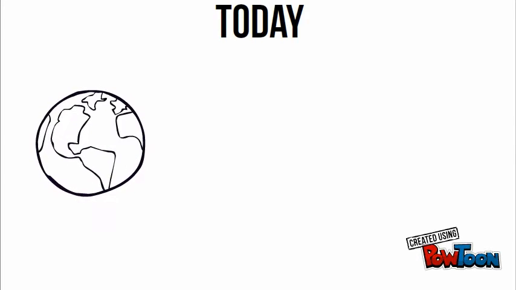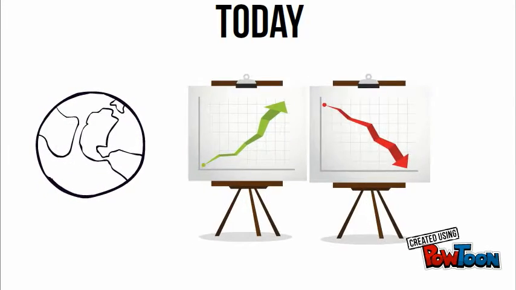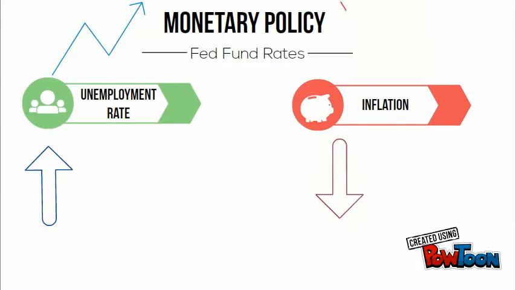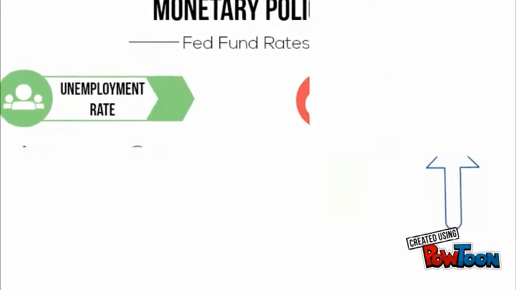Today, monetary policy is practiced by central banks worldwide to monitor a country's economical state. This is how monetary policy affects the unemployment rate and inflation with the Fed fund rates. When the Fed fund rates are increased, the unemployment rate increases while the inflation decreases. When the Fed fund rates are reduced, the unemployment rate declines while the inflation rises.